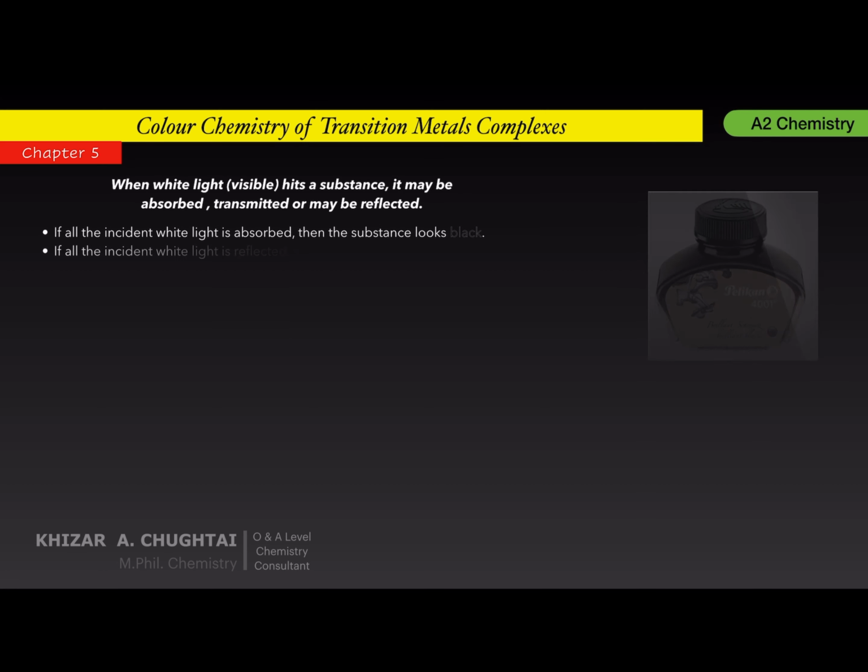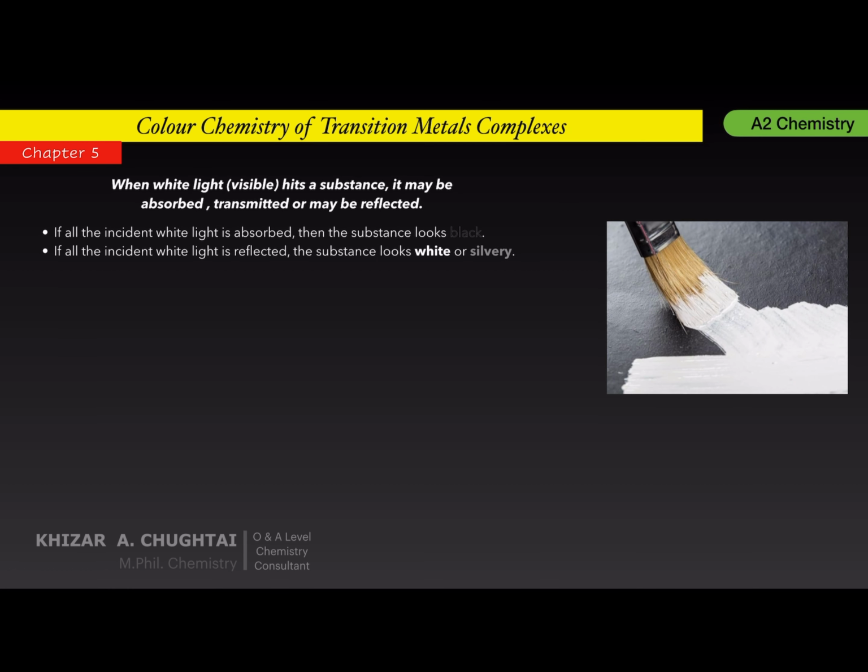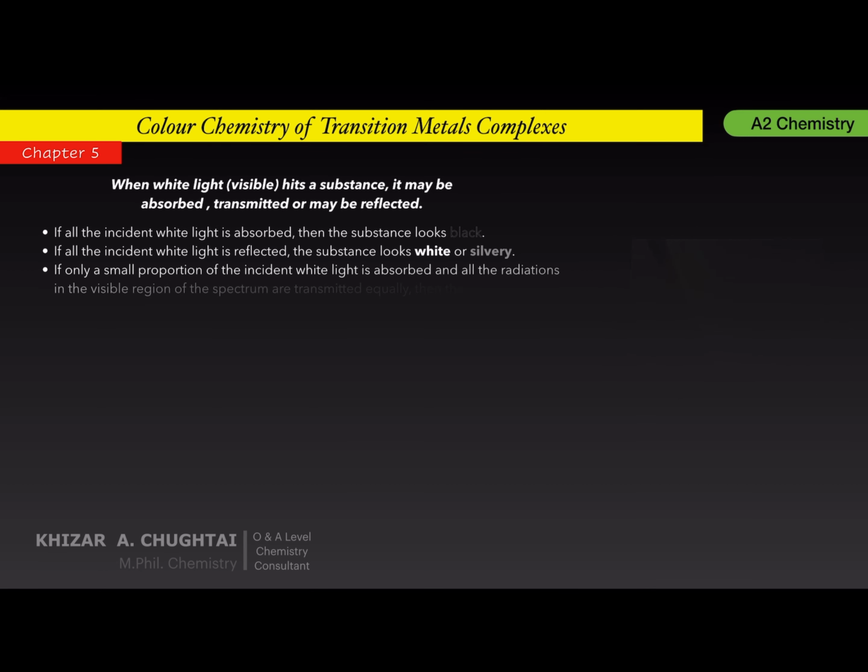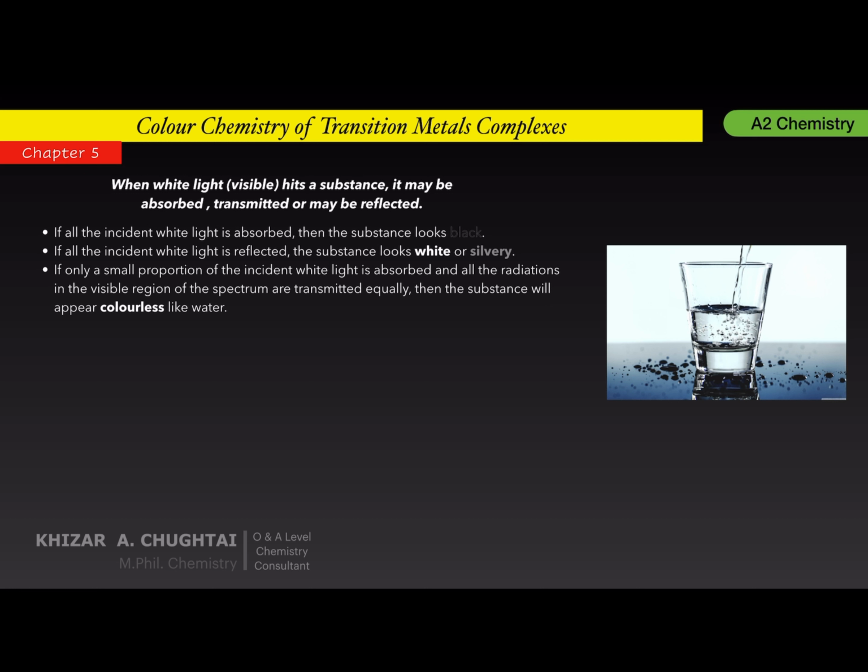If all incident white light is reflected by the substance, it will look white or grayish in color. If only a small portion of the incident white light is absorbed and all the radiations in the visible region of the spectrum are transmitted equally, then the substance will appear colorless, like water. In this sample, a very small portion of the visible light is being absorbed and most of it is transmitted, so this sample looks colorless.